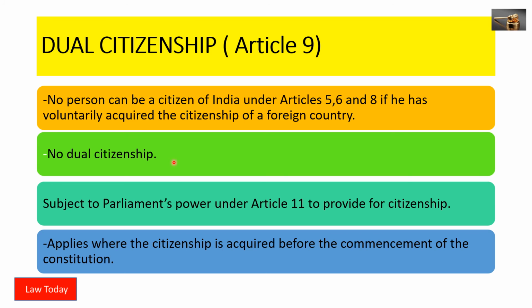However, this is subject to Parliament's power under Article 11 to provide for the acquisition of citizenship. Thus, Article 9 applies only to those cases where foreign citizenship had been acquired before and not after the commencement of the Constitution. The Indian Citizenship Act of 1955 deals with the latter type of situation.